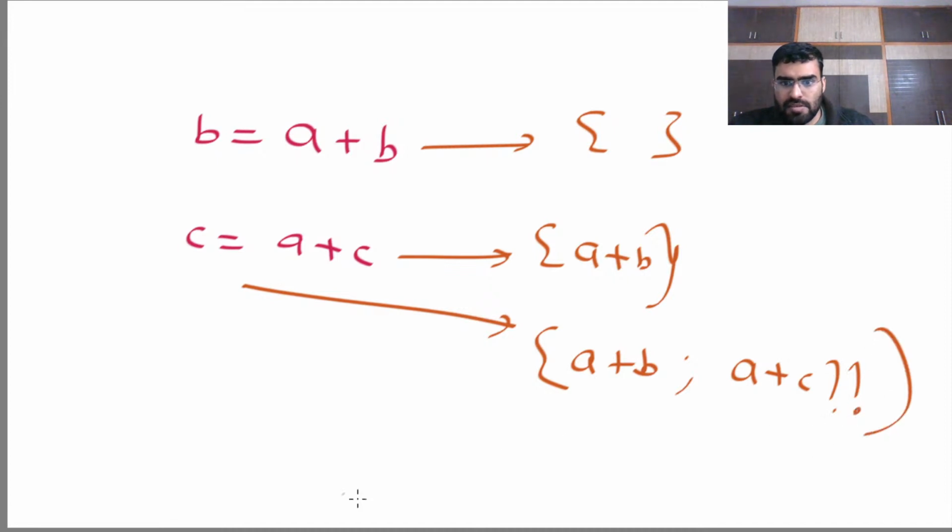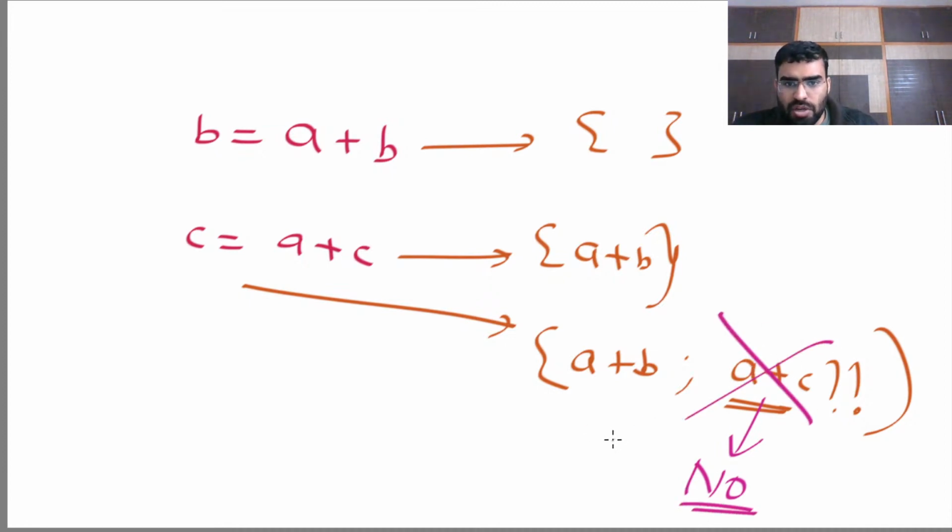Is this correct? Basically, is this a plus c available here? Means you have calculated a plus c. Is this available here? Intuitively think, the answer is no. This is not available. Why? Because you have computed a plus c and you have stored this as again c.